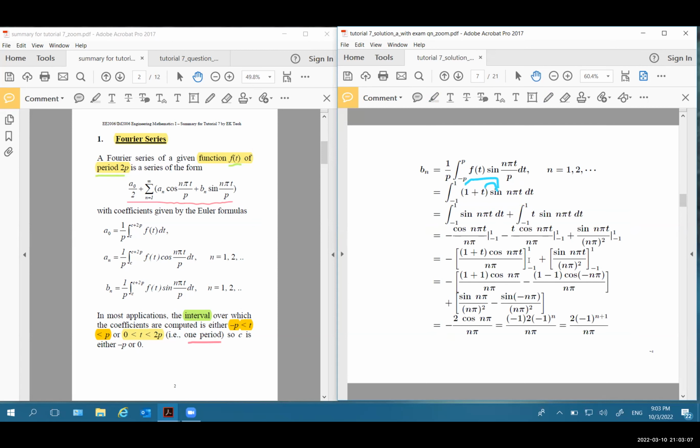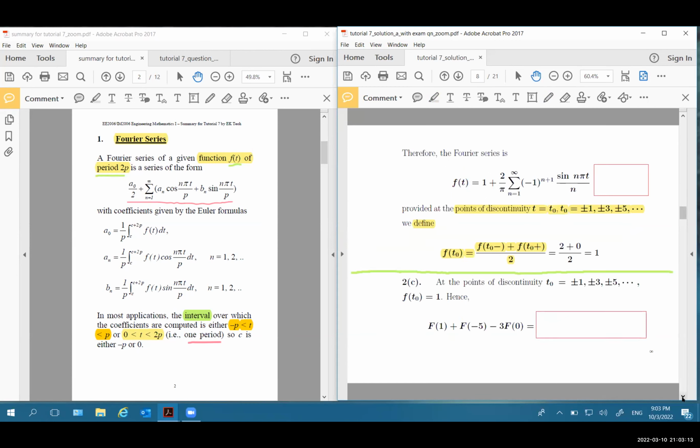So we got a0, an, bn ready. So now we go and write down this Fourier series here. Write it out nicely. So we have this.